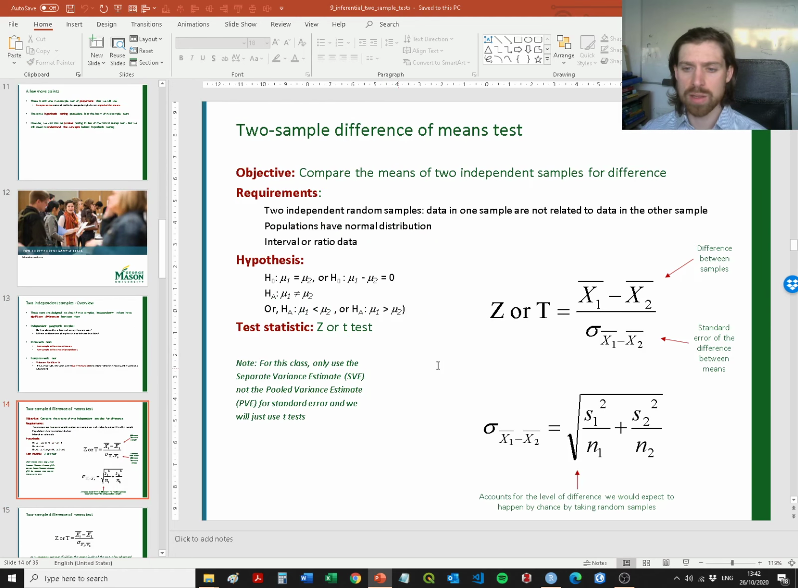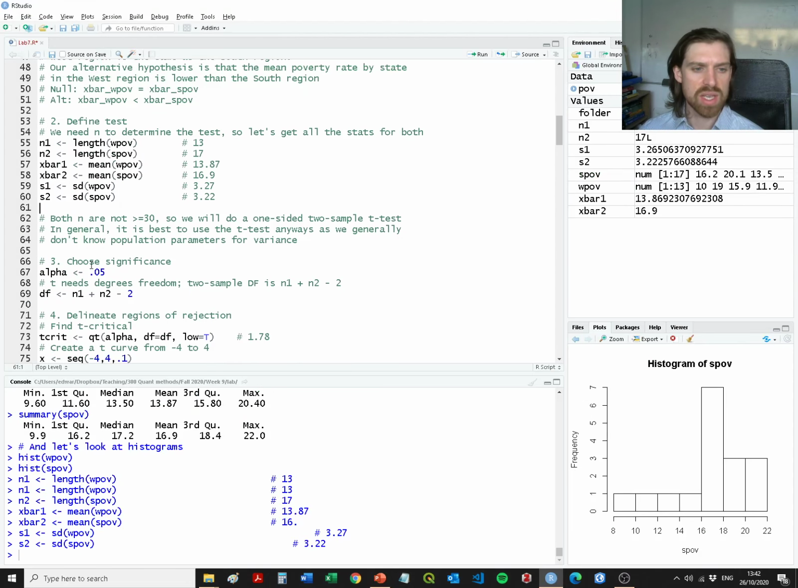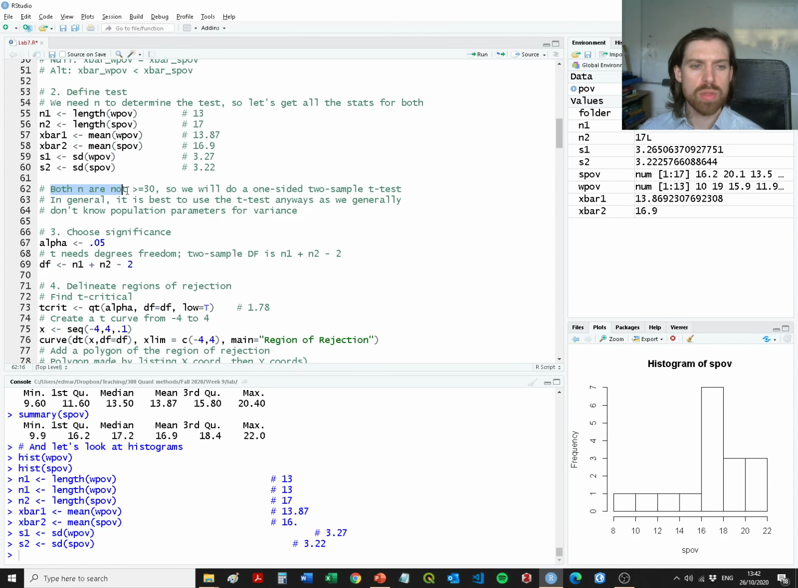Let me just go and find the math equation. This is what we're trying to calculate for the two sample difference of means test. So we want either the z or the t statistic, depending on the size of the data sample that we have. And what we're trying to calculate now is the x1 bar and the x bar 2, so these values here. Both sample sizes are not over 30. So both of them are lower than we would like, so we're better off using a t-distribution and t-test approach.